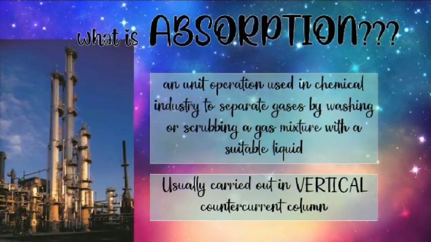First of all, what is absorption? Absorption is a process used in the chemical industry to separate gases by washing or scrubbing a gas mixture. It will remove one or more constituents in the gas mixture, which dissolve or are absorbed in a liquid. Gas absorption is usually carried out in a vertical counter-current column, in which the solvent is fed at the top and the gas mixture is fed from the bottom. Thus, it will need a vertical shape.